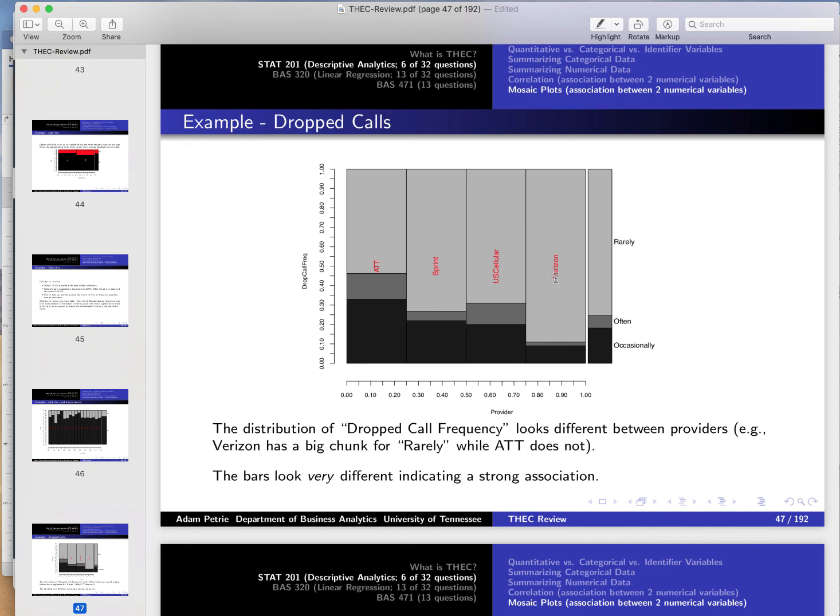Specifically, if we were to focus in on Verizon, we rarely see drop calls among the individuals in the study, whereas for AT&T, the fraction of individuals that rarely had drop calls is substantially smaller. In fact, the proportion of AT&T customers with occasional drop calls is much bigger than the other carriers here. We do see big differences in the distributions across the different carriers, indicating that the association between drop call frequency and carrier is pretty strong in this case.